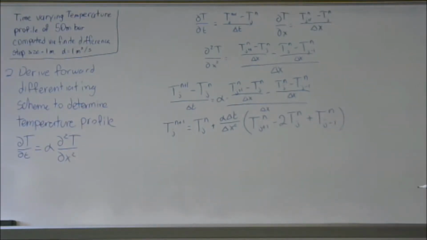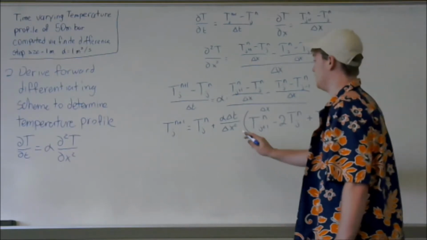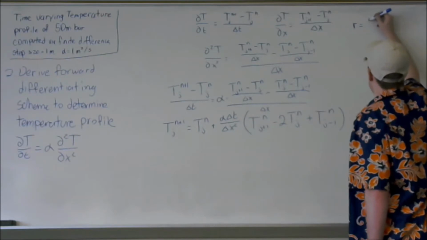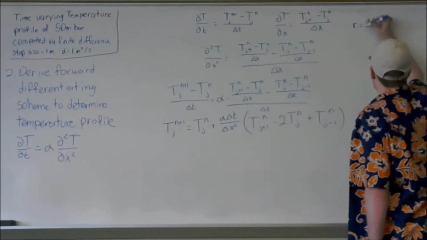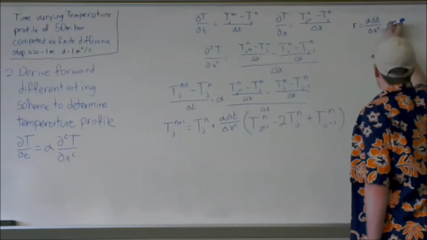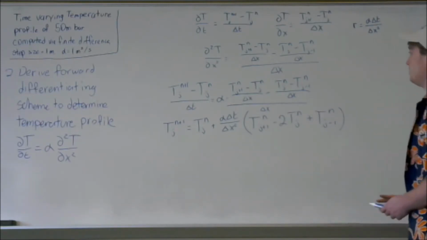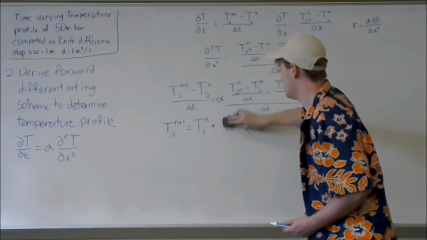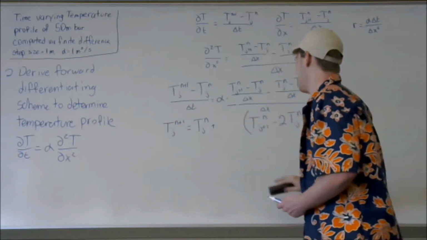Just like that. Now finally what we're going to do is define, so up here, our value R, and we'll say that R equals alpha delta T over delta x squared. Just like that. Because we just defined that, I'm going to go ahead and replace this whole value here with R.